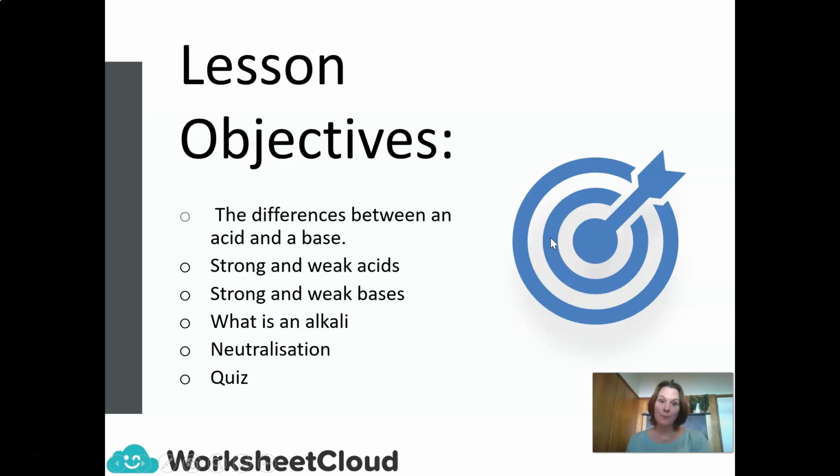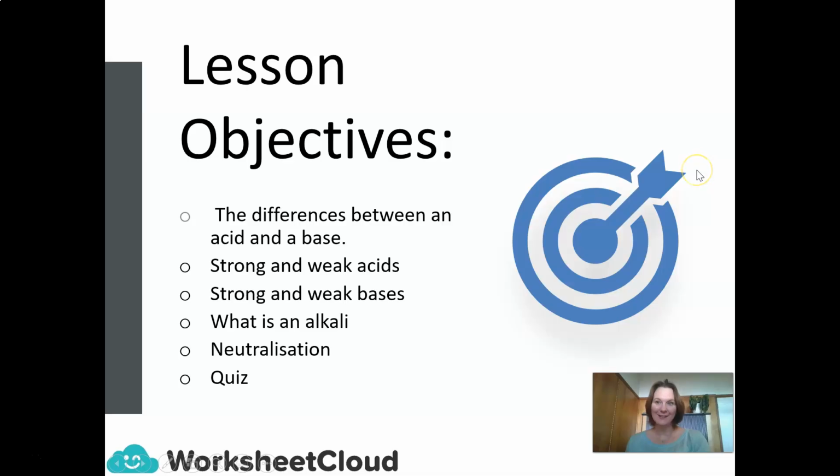For today's lesson objectives, grade 7s, I want you to find out or know about the difference between an acid and a base. I want you to know strong and weak acids, strong and weak bases. I want you to know and understand what an alkali is, as well as what neutralization is. And then at the end, every now and again, I like to make sure you've understood everything I've taught you. So there's a little quiz to keep you on your toes.